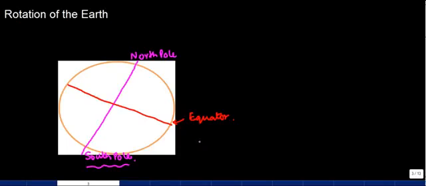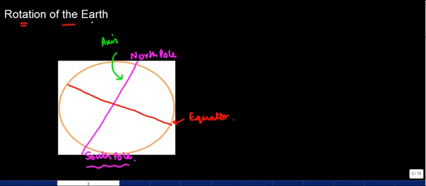In this video, let's explore a little bit more about the rotation of the Earth. Now, we know that the Earth has an axis, right? It's an imaginary line which runs from the North Pole to the South Pole, something like a needle. And you also have an equator.